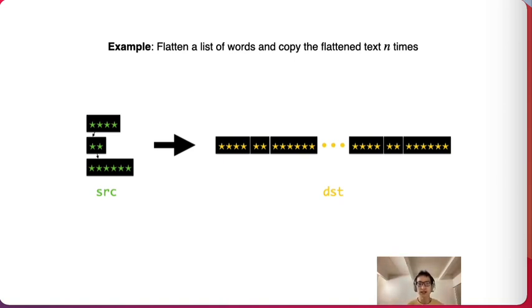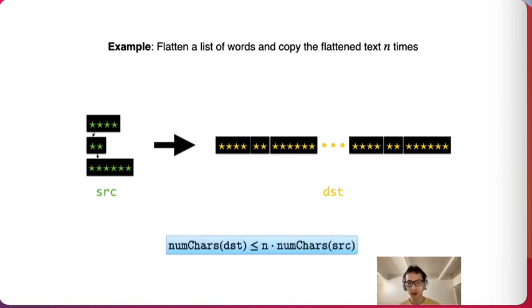Since list source is copied n times, we want to verify that it is valid for any reachable program state that the number of characters in dest, or the number of copied characters, is no greater than n times the number of characters in source.